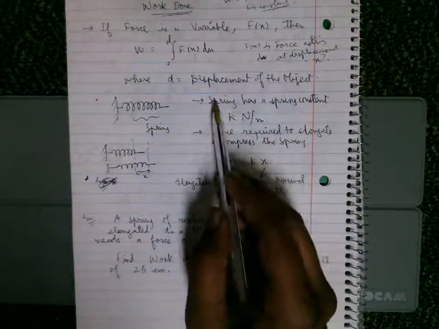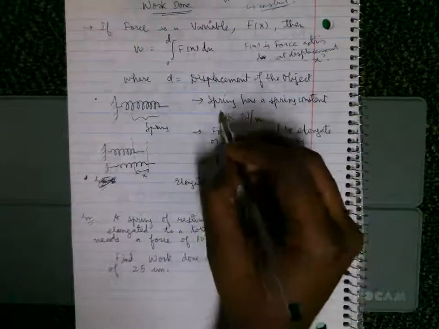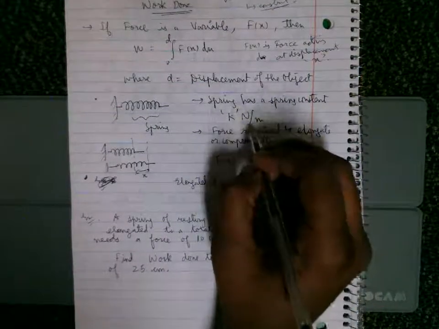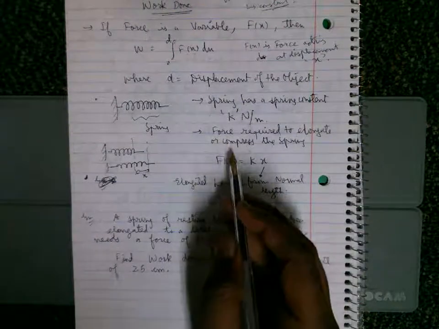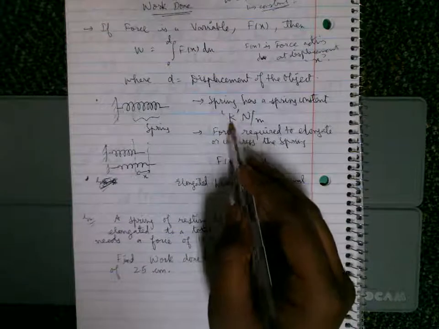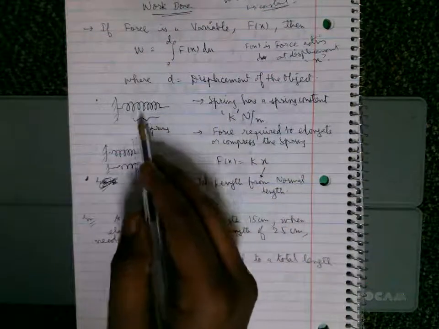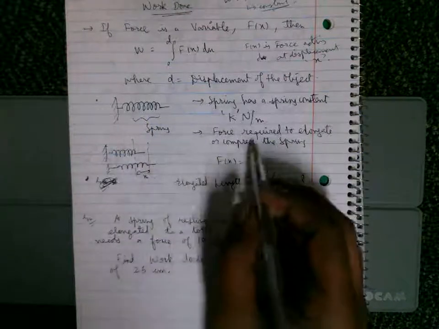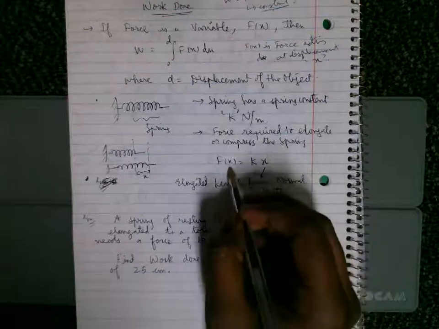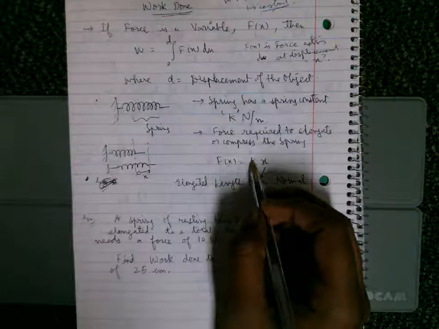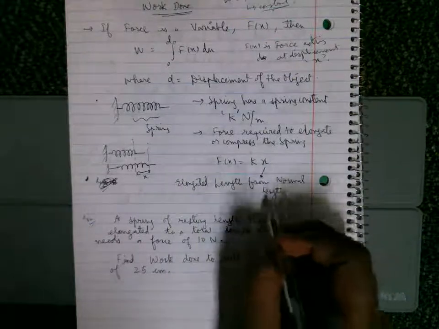So usually a spring has a spring constant, which is denoted by k, and its units are newtons per meter. What this k tells us is that the higher the value of k, the more difficult it is to compress or elongate the spring. So the force required to elongate or compress the spring is k, the spring constant, times x, where x is the elongated length from normal length.